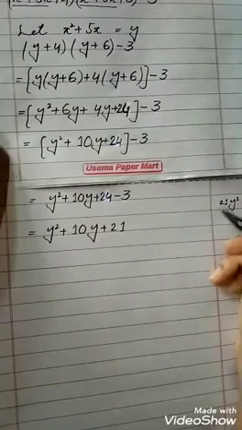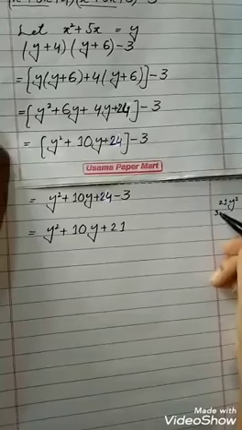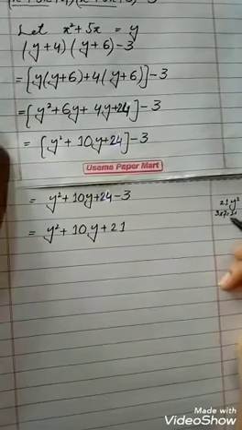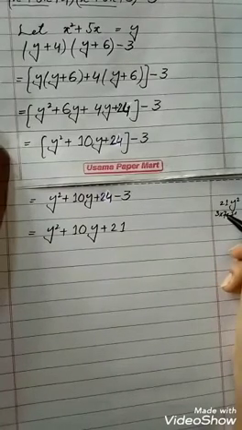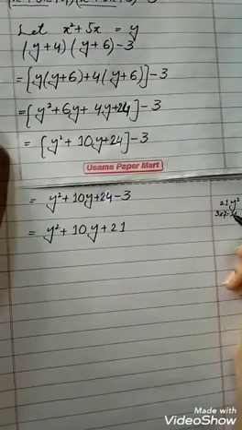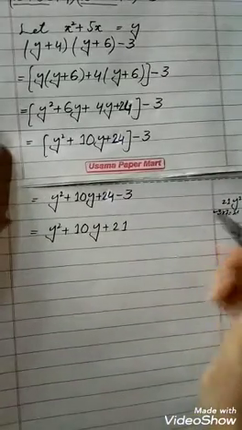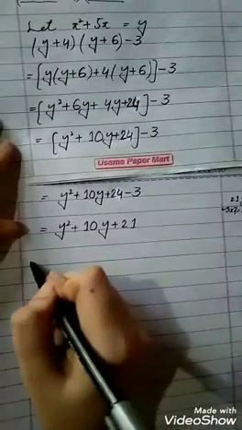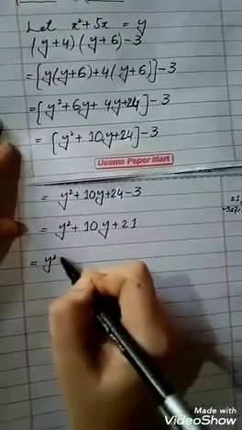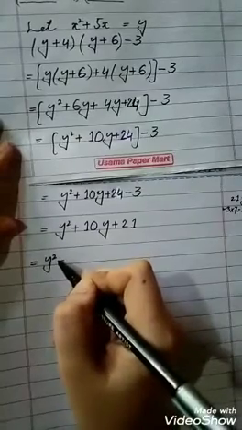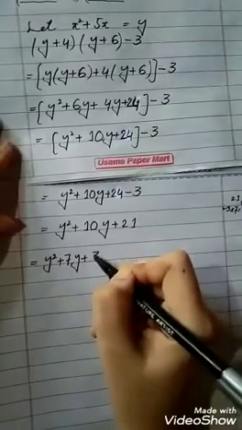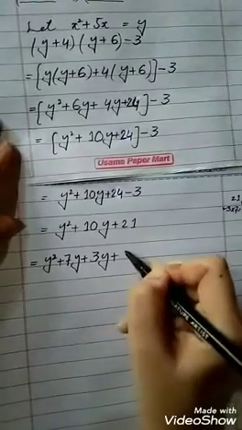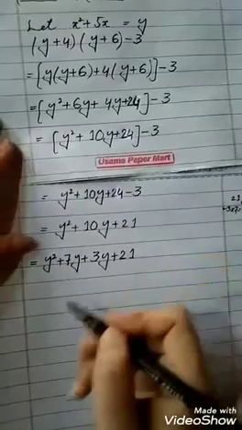So now 21, how we can make it is 3 sevens are 21. It means when we add 3 and 7, we get 10, and if we multiply 3 and 7, we get 21. So this pair is valid here. We can apply this pair here: y square plus 7y plus 3y plus 21.